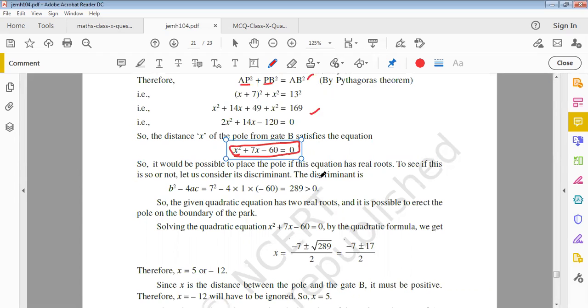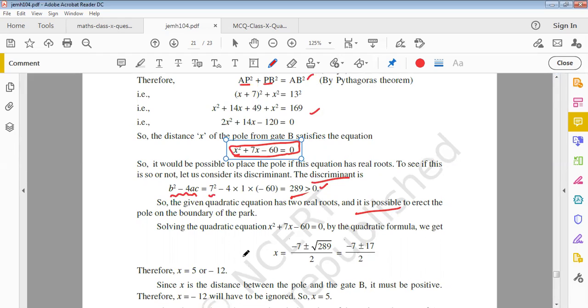We have to check the discriminant. The discriminant formula is b square minus 4ac. So b square means 7 square minus 4 into 1 into minus 60, which is 289, positive. So it is positive, therefore, yes, it is possible. If it is less than 0, no, it is not possible. Got it?